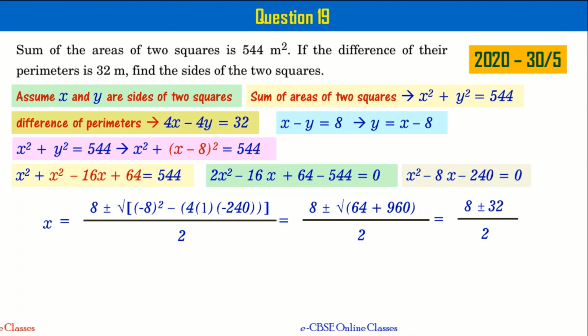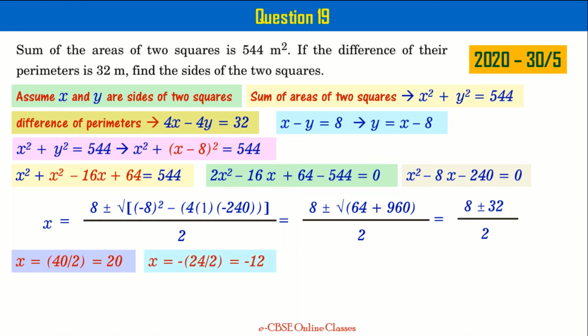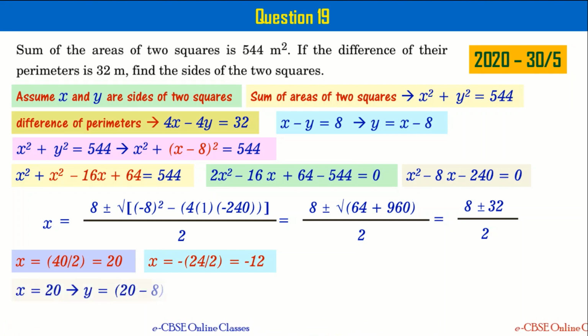If I take the plus value, then x is going to be 8 plus 32, that is equal to 40 divided by 2, means x equal to 20. I can take the negative value, then x is going to be minus 24 by 2, that is equal to minus 12, right? Here you have to take note of one thing. We are talking about the length of the side of a square, right? It cannot be a negative number. So it means that x equal to 20 is the answer we are looking for.